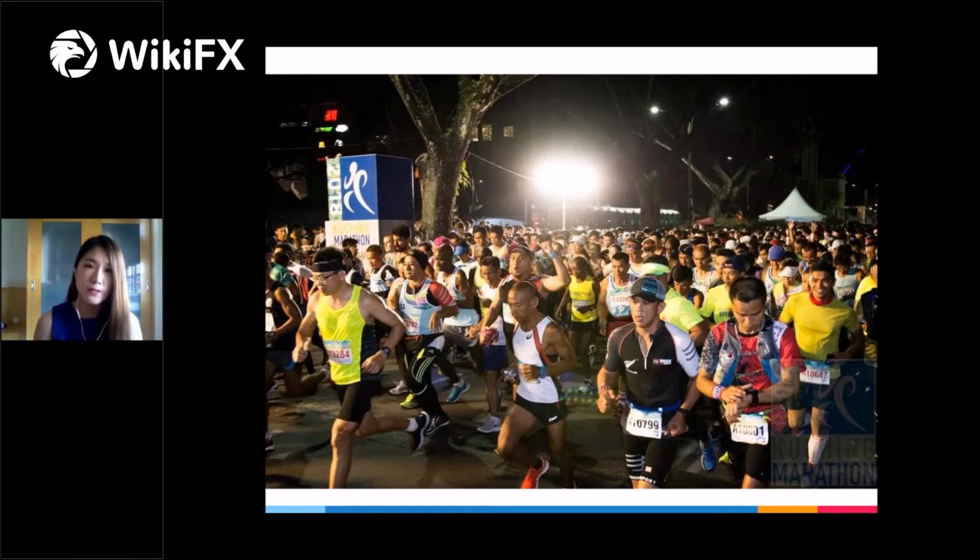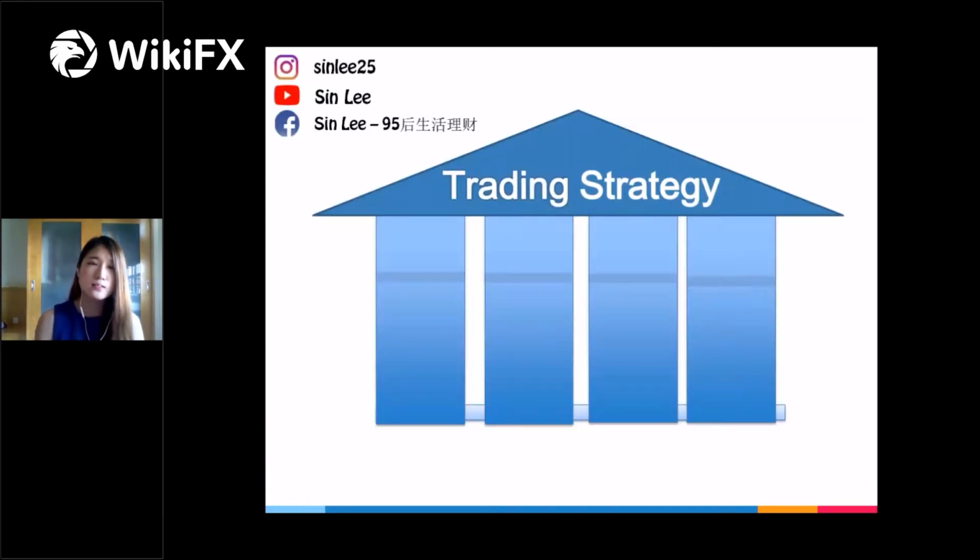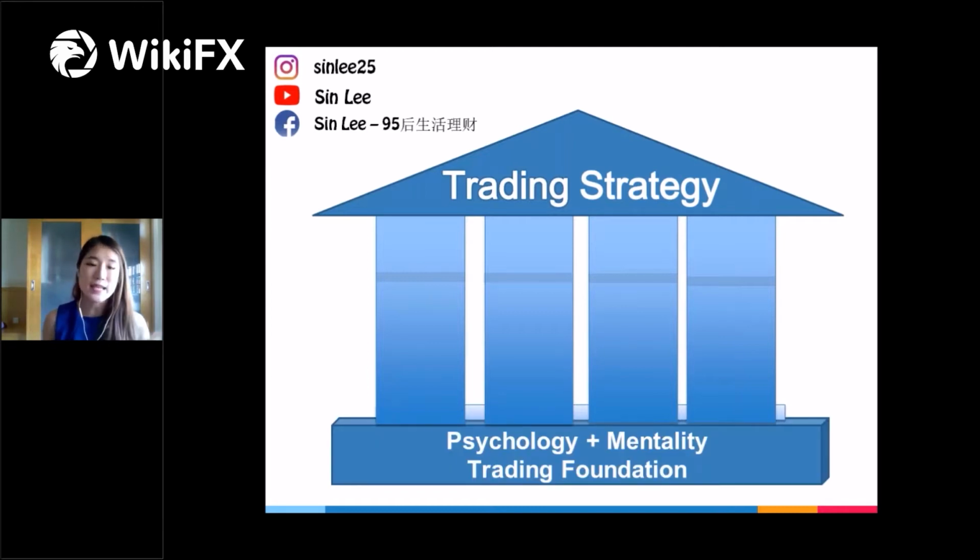to reach our trading goals, which is consistent profits. Today I want to introduce these 4 pillars of trading. In order to have a trading strategy that generates consistent profit for you, we have to have these 4 pillars and also 1 important foundation. So first, what is the foundation? Psychology and mentality, the trading foundation.